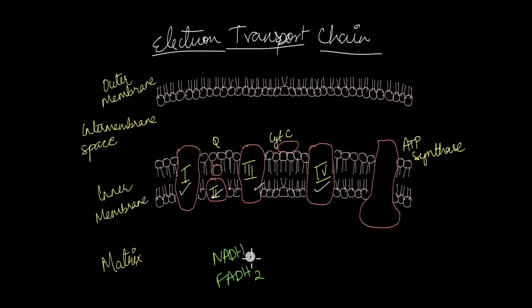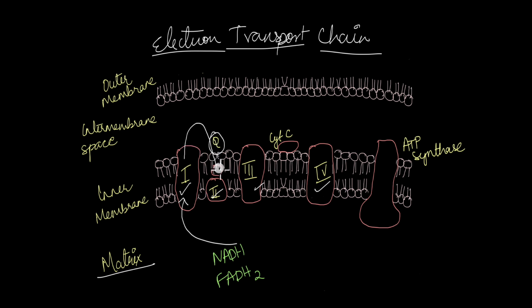So we have NADH and FADH2 produced in the matrix of the mitochondria as a result of the citric acid cycle. What's going to happen is these electron carriers are going to come and donate their electrons to these complexes. NADH is going to come and give electrons to this complex 1. This complex does not keep the electrons to itself. What it does is it transfers or transports the electrons to this coenzyme Q right here.